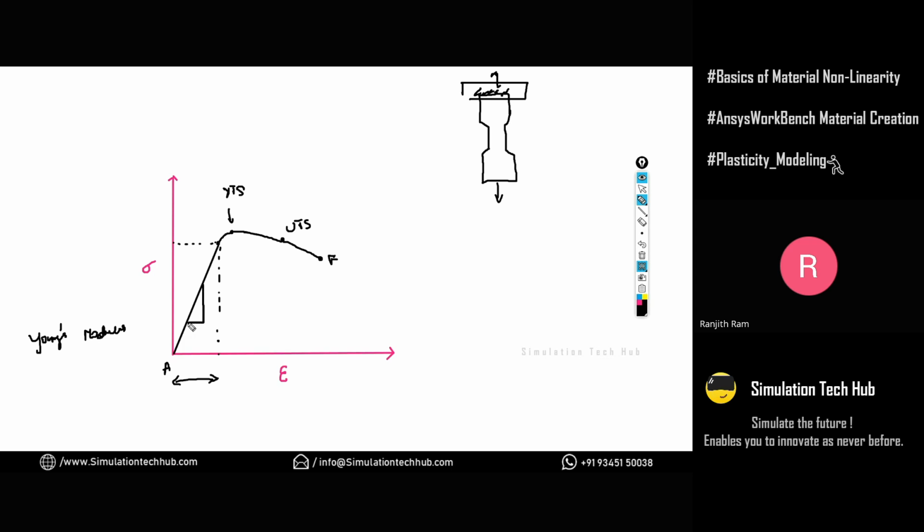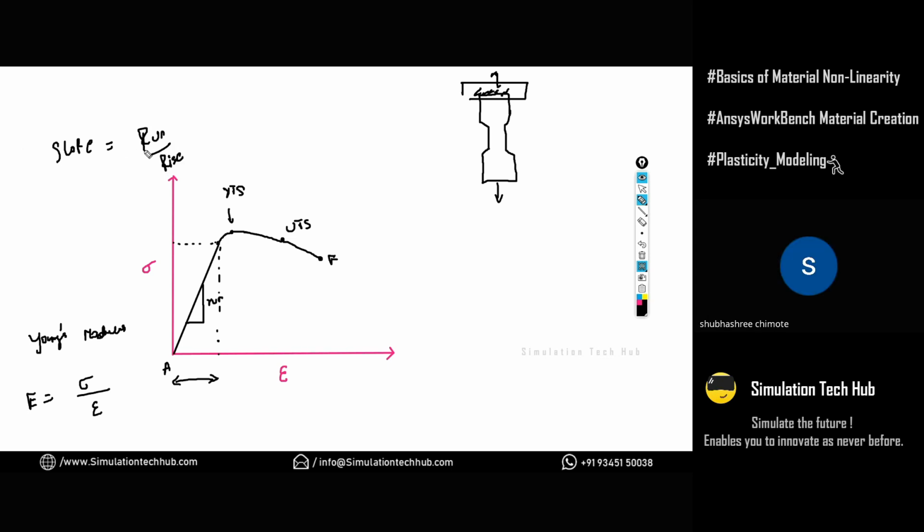So using the run and rise approach, E will be the stress divided by strain. That is the relation, because we know the slope formula. Slope is equal to run over rise.